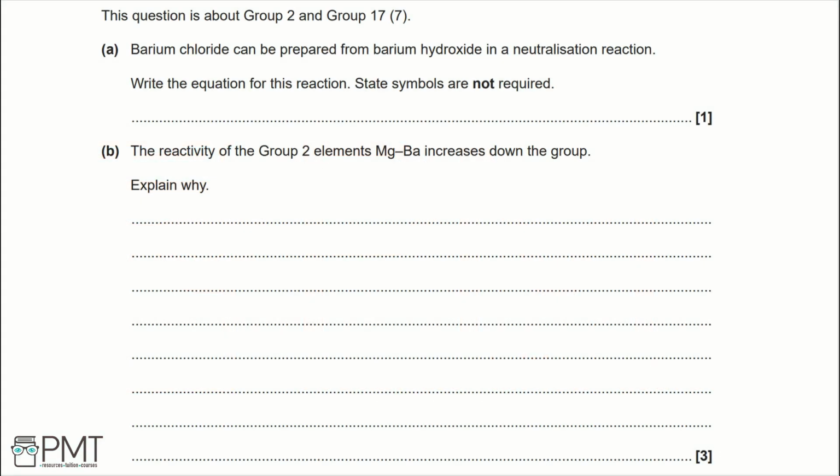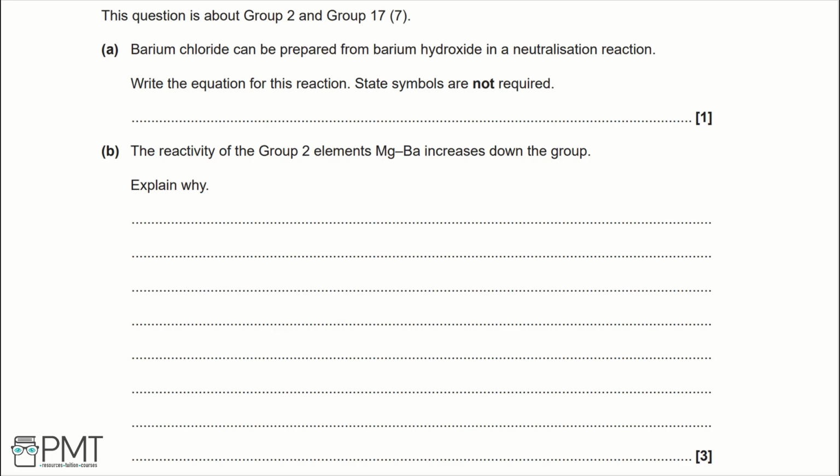This question is about Group 2 and Group 17 or 7. Part A. Barium chloride can be prepared from barium hydroxide in a neutralization reaction. Write an equation for this reaction. State symbols are not required.